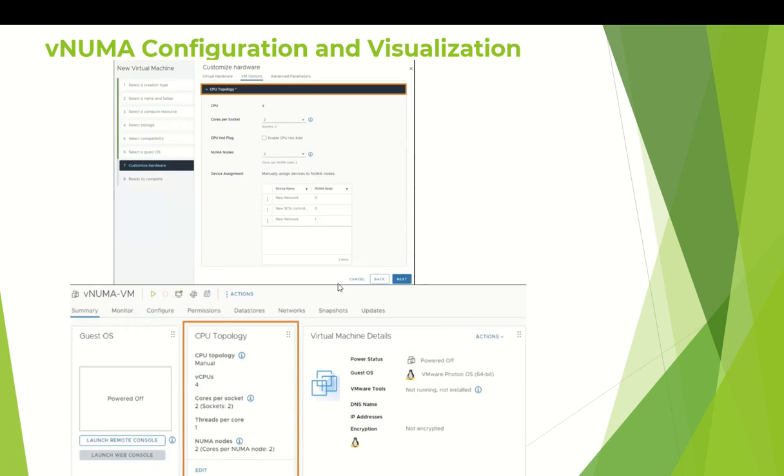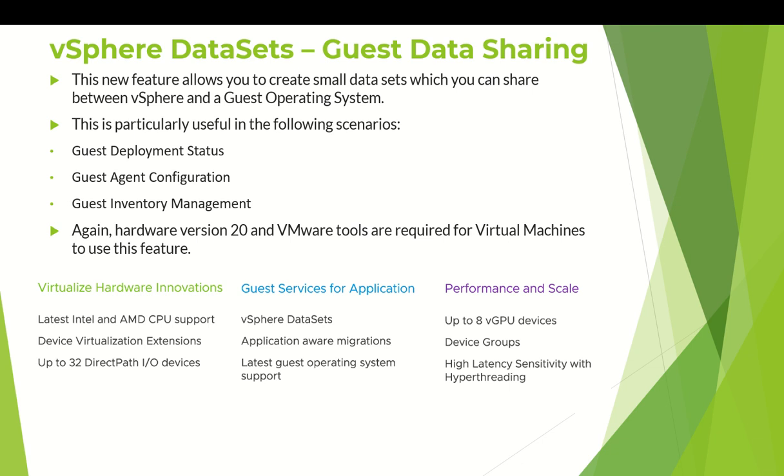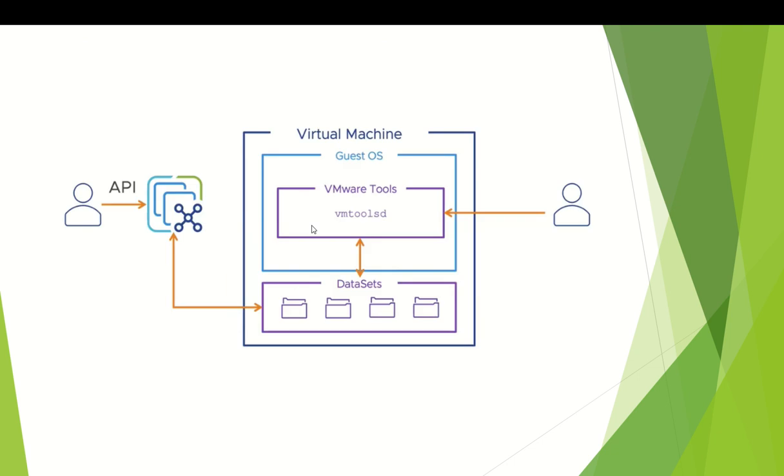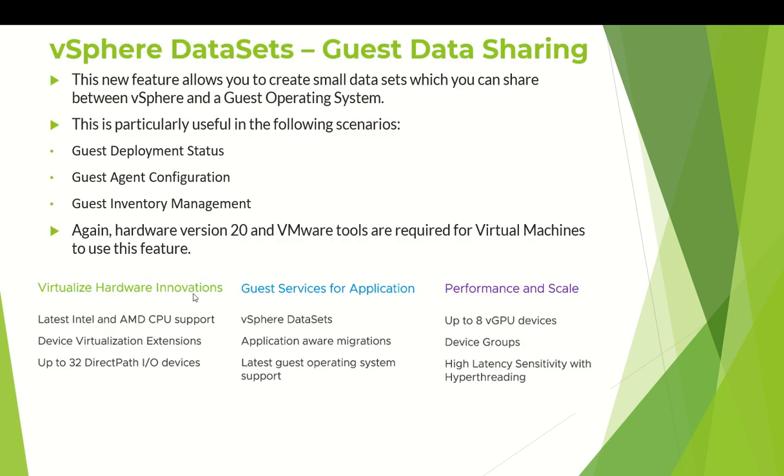So next comes vSphere datasets, guest data sharing. This feature allows you to create small datasets which you can share between vSphere and a guest operating system. This is particularly useful in the following scenarios: guest deployment status, guest agent configuration, and guest inventory management. Again, for this we need version 20 and VMware Tools required for the virtual machine to use this feature. You can see here these are the virtualized hardware innovations, guest services for application, and performance and scaling. These are the benefits available.